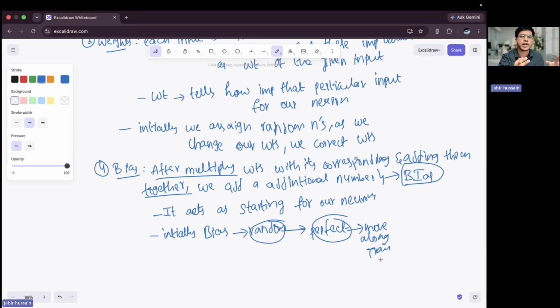We will get how much we need to change and all from the chain rule, but we keep on changing the weights and biases values, and the values for which the output matches the true answer, those values of weights and biases are known as the perfect weight values and bias values.